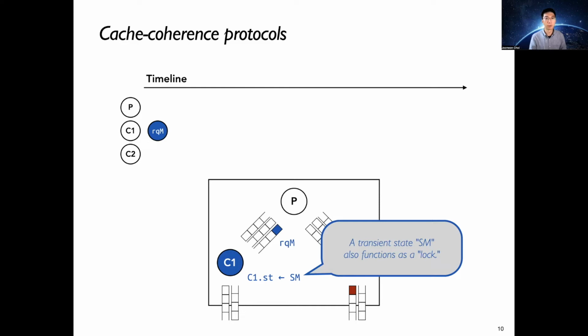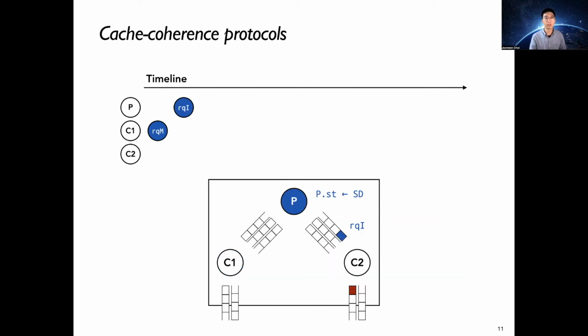There is another purpose for transient states, which is not to allow any further external requests to C1. In that sense, we can also say that the transient state also functions as a lock.